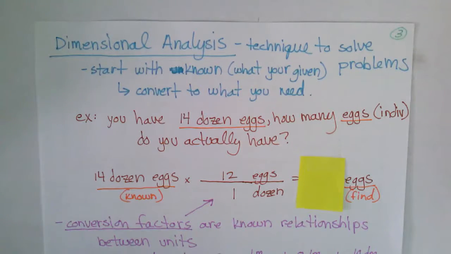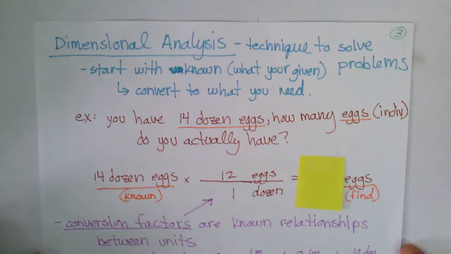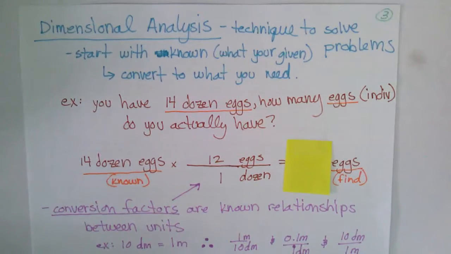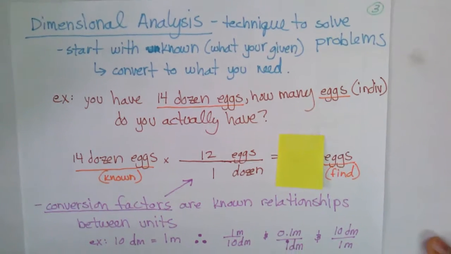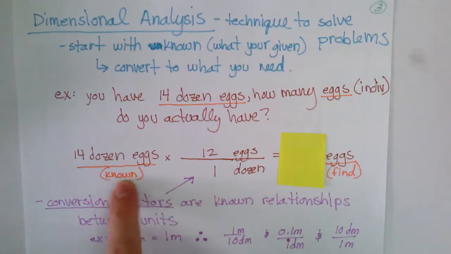You always want to start with what you know, what you've been given in your problem, okay? And then the goal is to convert to what you need. So my example, if I have 14 dozen eggs, I need to convert from dozen to single eggs, okay? So how many eggs do I actually have? So I want to write what I have been given, 14 dozen. This is what I know. Okay, it's not divided by known. I'm just underlining. That's what we know.